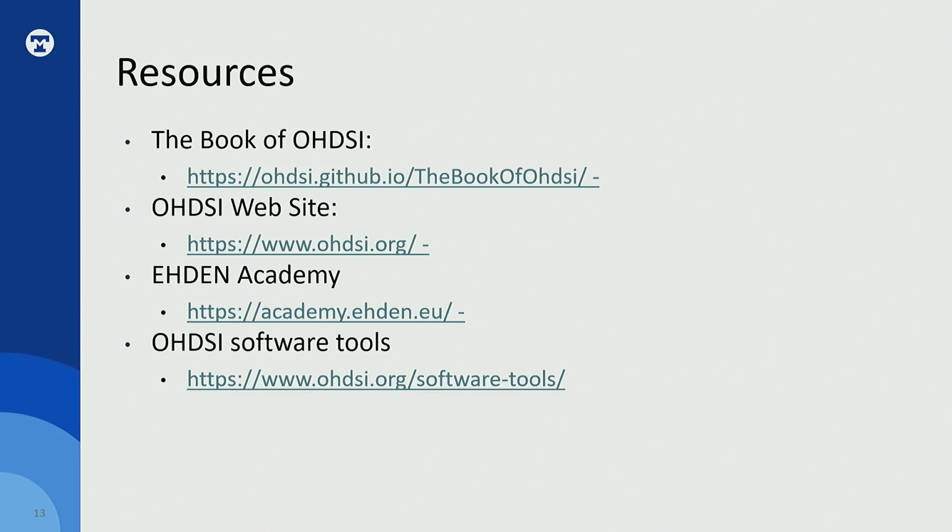And so here's the Book of OHDSI. The OHDSI website is very helpful. Eden Academy is out of Europe, and they have a number of great classes that you can take and learn really in-depth how to do your own ETL or use ATLAS. And this is the page specifically for the OHDSI software tools.